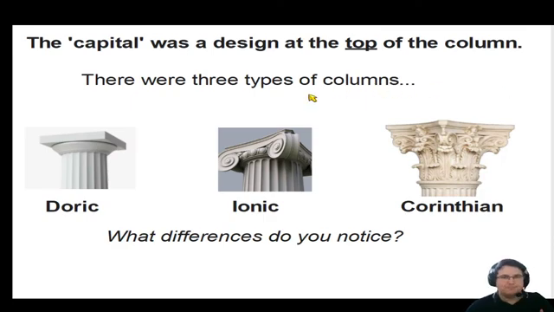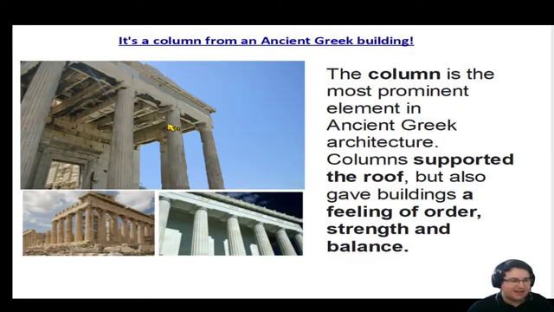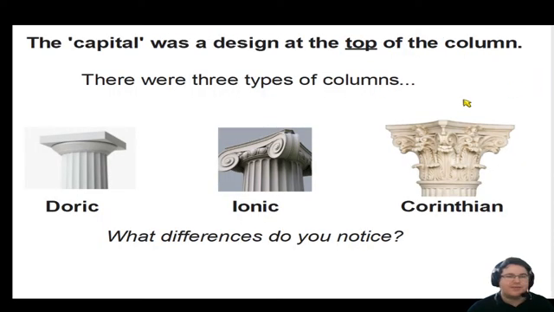So before we look, let's have a look at this bit at the top part of the column. Now, most columns, as you can see, are pretty simple going up right until this last bit here. And that last bit is called the capital. And the capital was a design at the top of the column. So there are 3 types of columns. First of all, we've got Doric. We've also got Ionic. And we've got Corinthian.